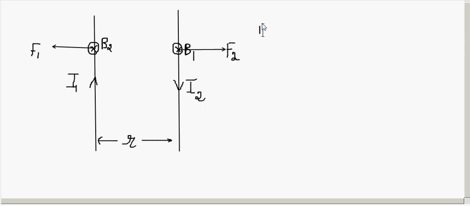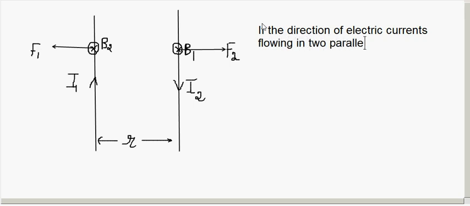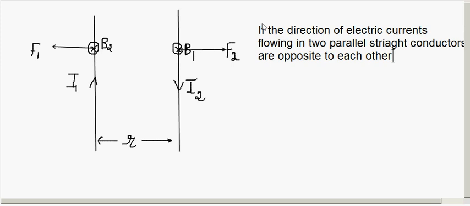You can write: if the direction of electric currents flowing in two parallel straight conductors are opposite to each other, then they repel each other.